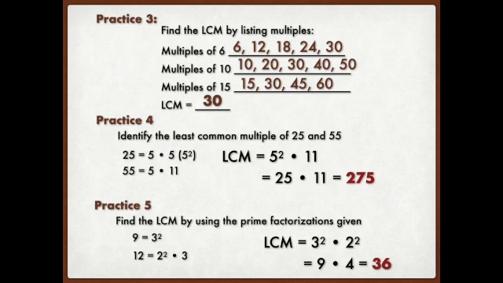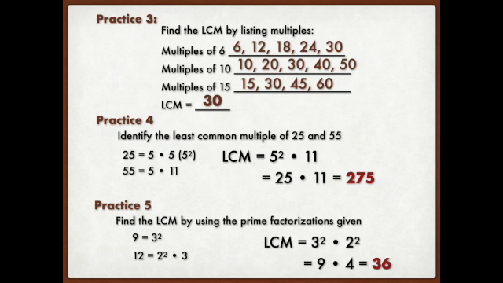You can see in practice 4 and 5, I'm actually looking at the prime factorization. Find the least common multiple of 25 and 55. This is for larger numbers. I'm going to do the prime factorization. I'm going to divide 25 into 5 and 5, and 55 into 5 and 11.